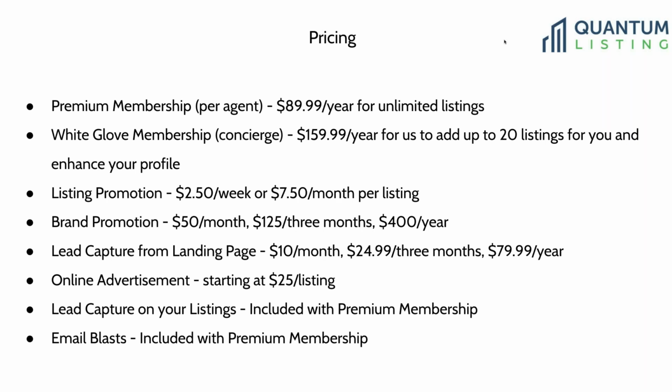Listing promotion is pretty nominal. It's $2.50 a week or $7.50 per month per listing. If you've done this on LoopNet or I think CoStar, you know that it's a lot more on those services. We think this is fair and reasonable and affordable, by anybody. And we are a service and not your partner, so we don't want to gouge you. Brand promotion is $50 a month, $125 for 3 months, or $400 for the full year.